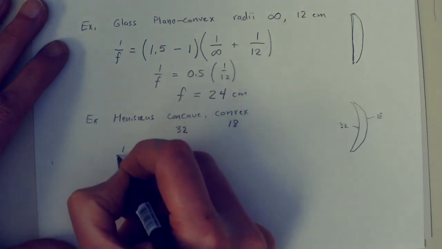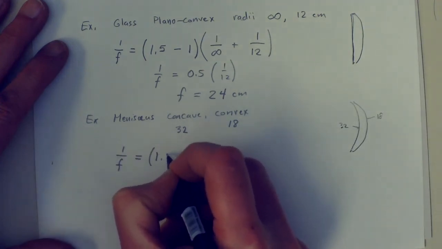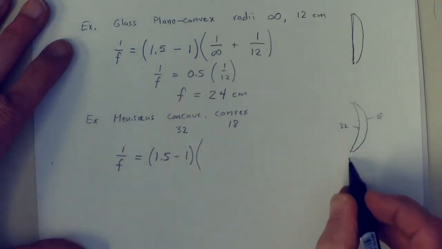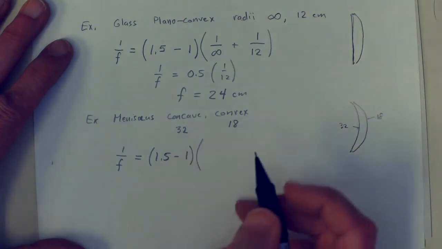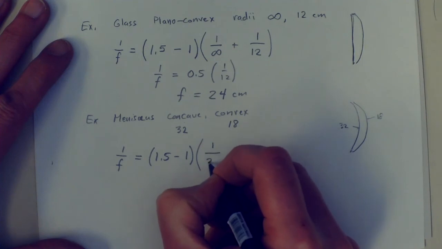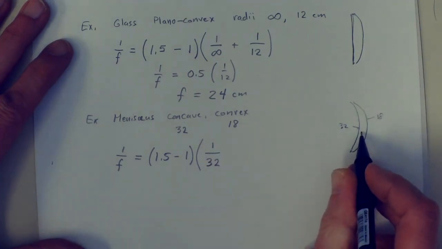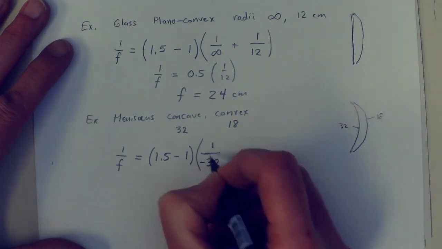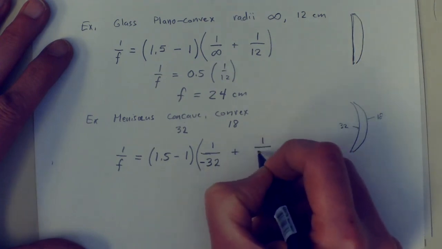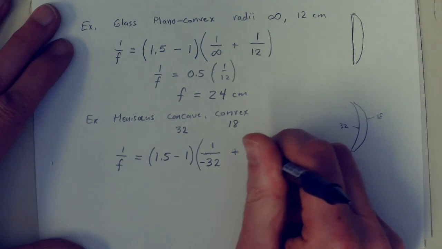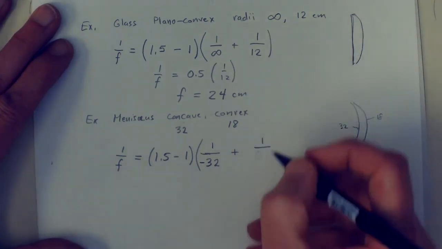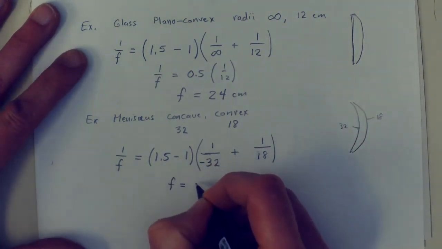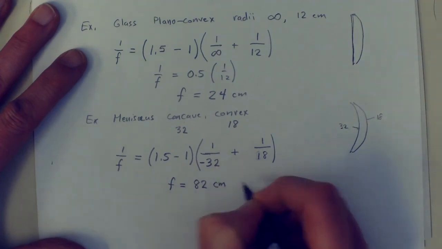So then what we would say is 1/f is this 1.5 minus 1 times. The first surface we come to is the more gently curved one. That's got the longer radius. And so that's 1 over 32. But watch out, that side is concave. So we must put a negative sign in right there. And the other side is convex. 18, not 8. And if you work this out, you'll get a focal length of about 82 centimeters.